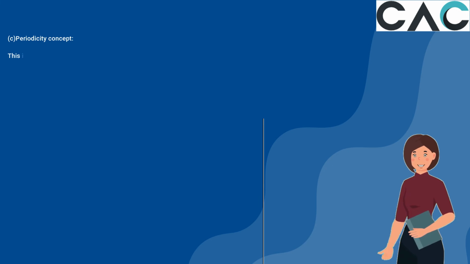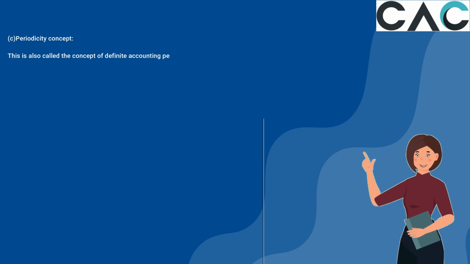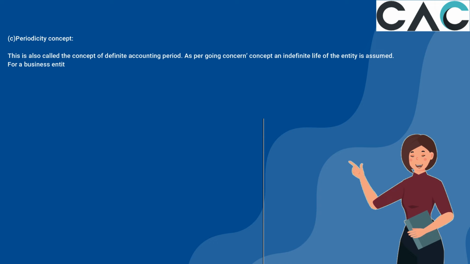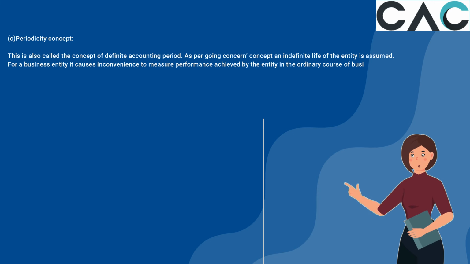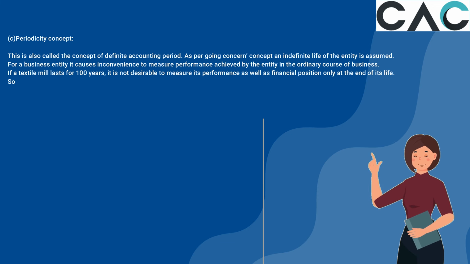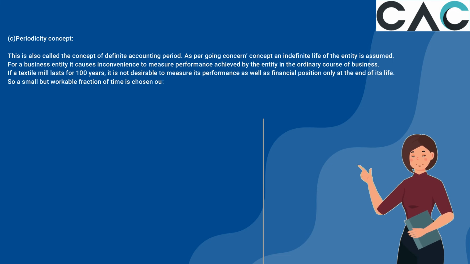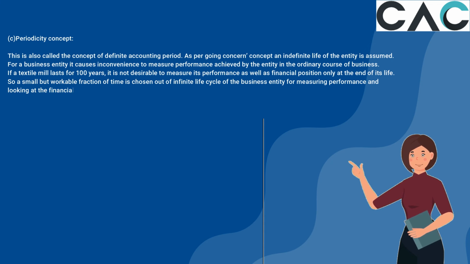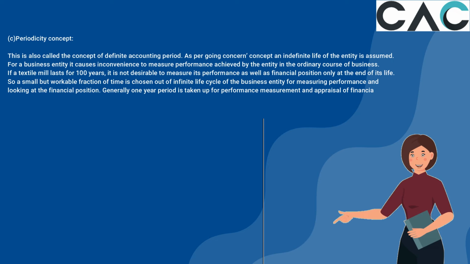C. Periodicity concept. This is also called the concept of definite accounting period. As per the going concern concept, an indefinite life of the entity is assumed. For a business entity, it causes inconvenience to measure performance achieved by the entity in the ordinary course of business. If a textile mill lasts for 100 years, it is not desirable to measure its performance as well as financial position only at the end of its life. So a small but workable fraction of time is chosen out of the infinite life cycle of the business entity for measuring performance and looking at the financial position. Generally, a 1-year period is taken up for performance measurement and appraisal of financial position. However, it may also be 6 months or 9 months or 15 months.